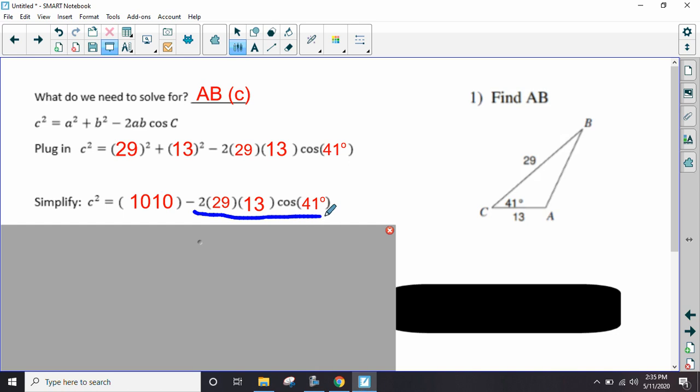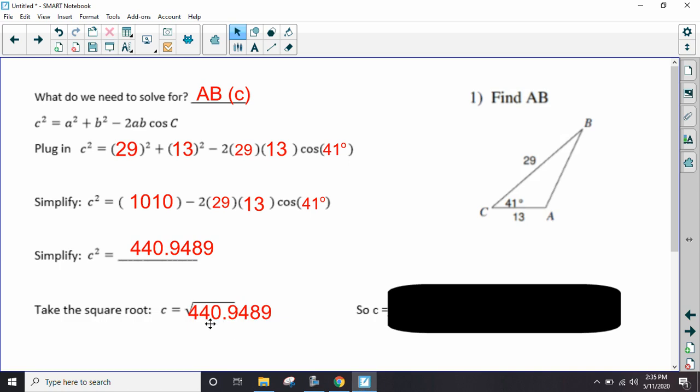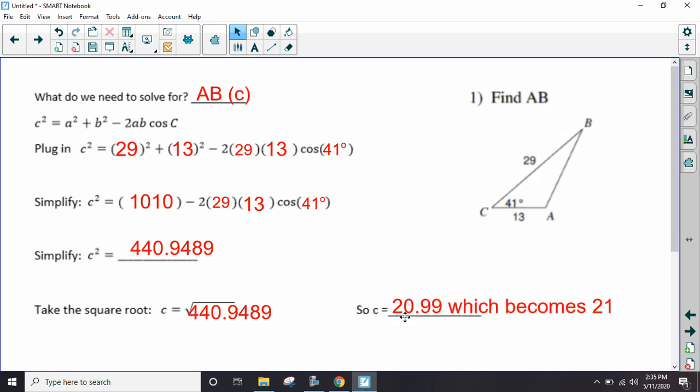For some odd reason, it just seems to help. When we do that, we get this number right here, 440.9489. Great, but we still have c squared over here. To get rid of that, we have to take the square root of this. When we take the square root, that becomes 20.99, which becomes 21.